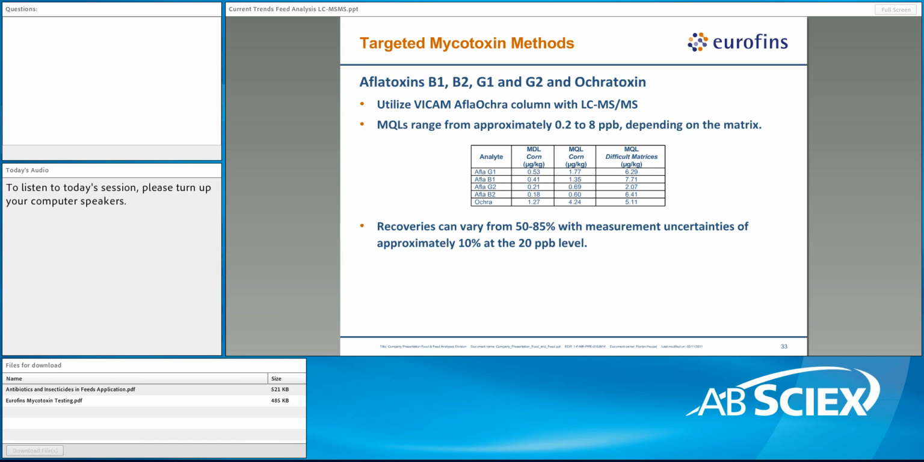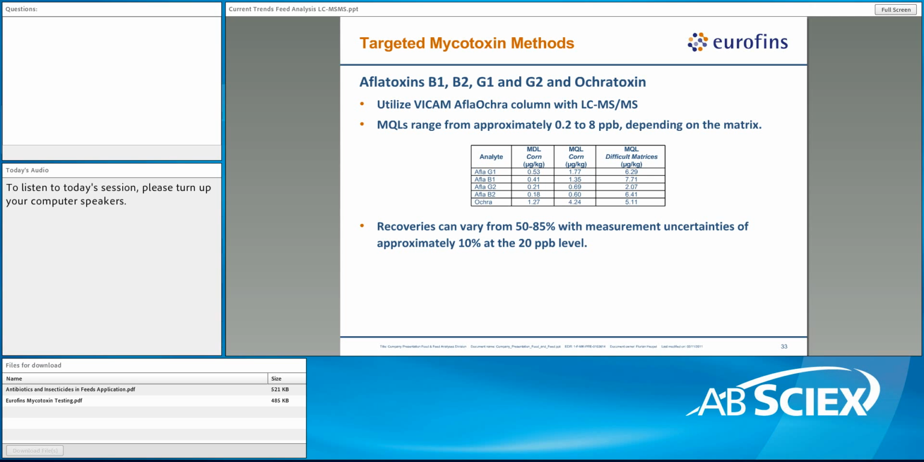The first being aflatoxin B1, G1, B2, G2, and ochratoxin using the VICAM Afla-Ochra immunoaffinity column, followed by LC-MS/MS. And the data for that is given here in the particular matrices and in difficult matrices. Recoveries can vary between 50 to 85% with measurement uncertainties of approximately 10% at the 20 ppb level. And it's going to depend on the particular feed ingredient or feed that we're testing.